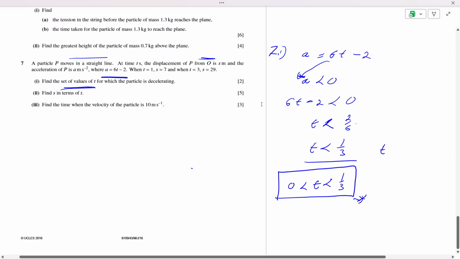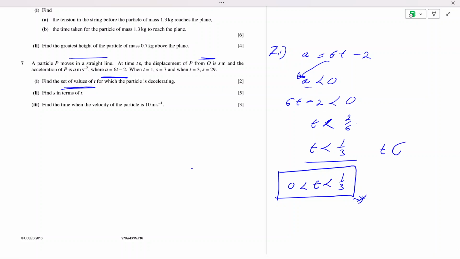Okay, so that's it for the first part. The acceleration is given in the function, and when acceleration is negative, it's decelerating. That means acceleration is less than 0. Substitute that equation for a. A is 6t minus 2. Then we simplify. T is less than 2 over 6. Simplify. T is less than 1 over 3.